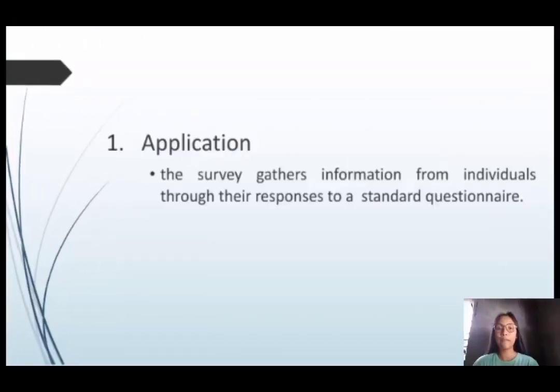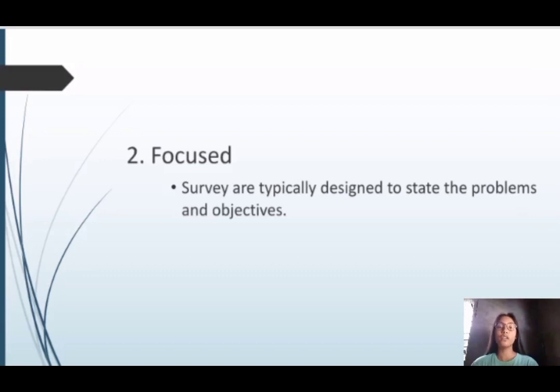First, the application. The survey gathers information from individuals through their responses to a standard questionnaire. Second is the focus. Surveys are typically designed to state the problems and objectives. However, not all surveys are precisely designed to target a defined list of research problems and objectives. It covers an assortment of questions that inquire on a variety of topics that would potentially interest different researchers.